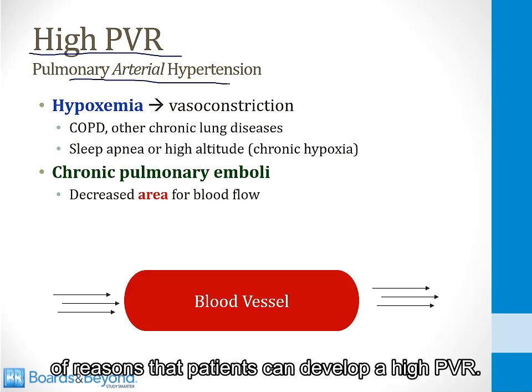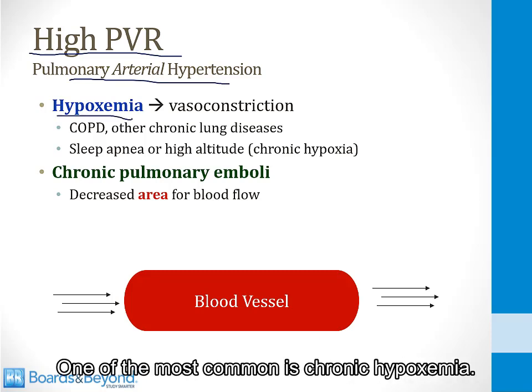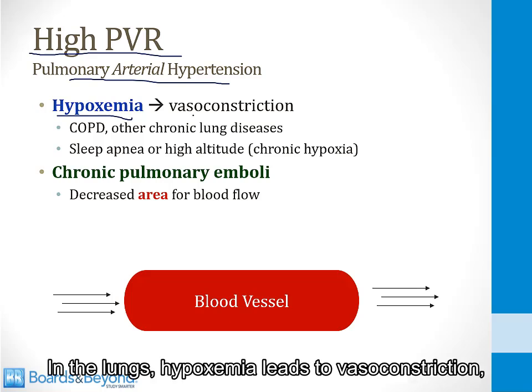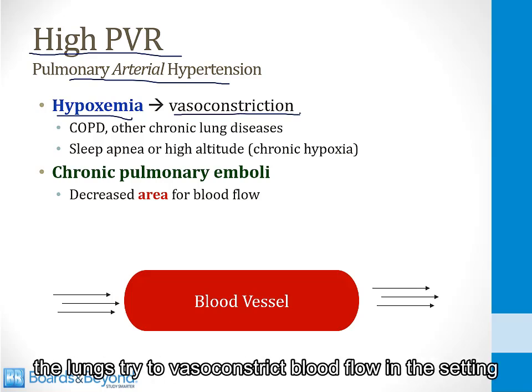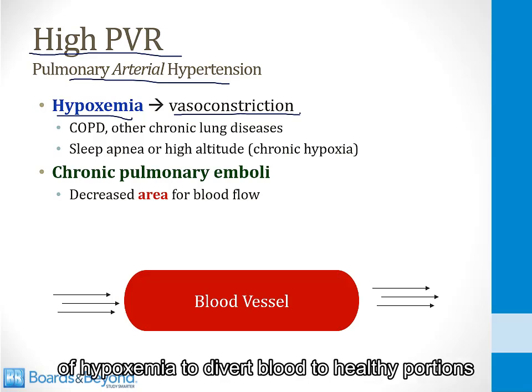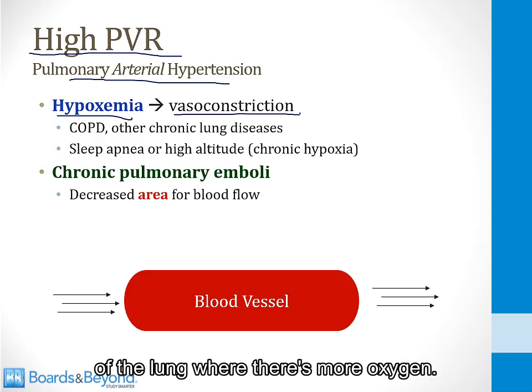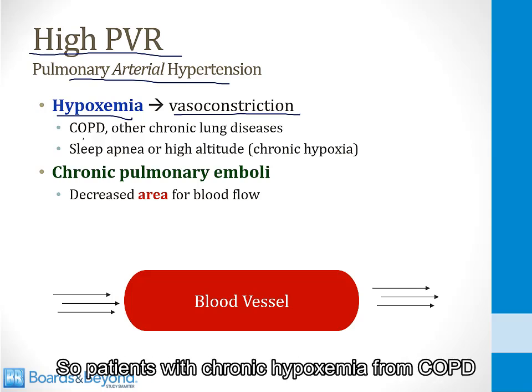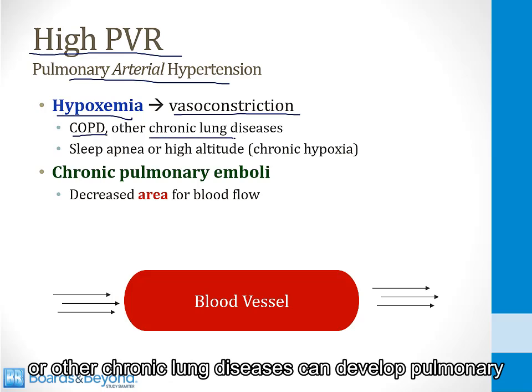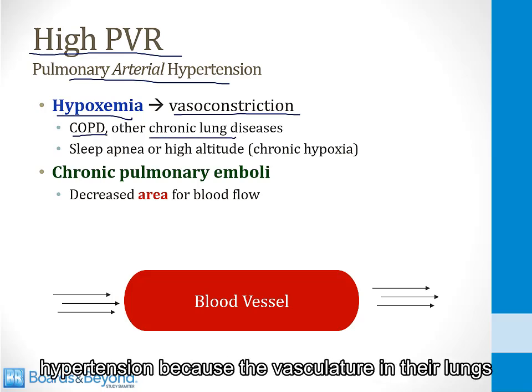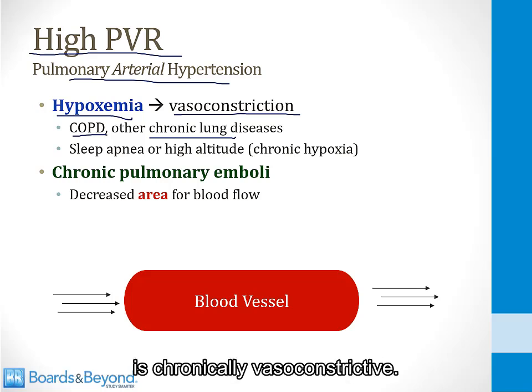And there are a number of reasons that patients can develop a high PVR. One of the most common is chronic hypoxemia. In the lungs, hypoxemia leads to vasoconstriction. The lungs try to vasoconstrict blood flow in the setting of hypoxemia to divert blood to healthy portions of the lung where there's more oxygen. So patients with chronic hypoxemia from COPD or other chronic lung diseases can develop pulmonary hypertension because the vasculature in their lungs is chronically vasoconstricted.